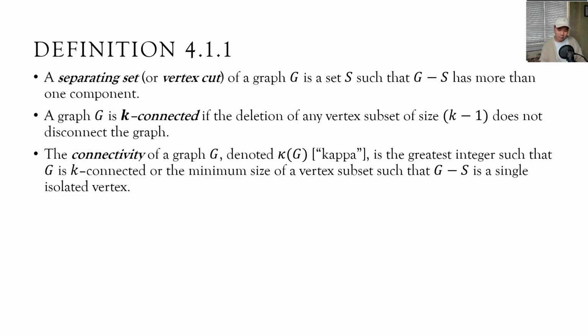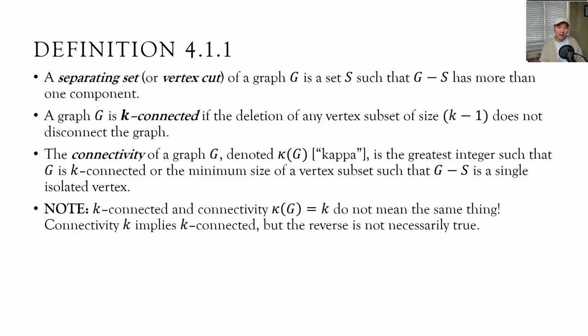One thing I want to emphasize is that these two are not the same thing. K-connected and connectivity kappa equals k do not mean the same thing. While connectivity k does imply k-connectedness, the reverse is not necessarily true. Just because we're k-connected does not necessarily mean that we have connectivity k. I know it sounds a little bit weird because we're using almost the same words, connected and connectivity, but these are two separate definitions. One way to think about this is that k-connected is a structural condition, whereas connectivity is an optimality solution.